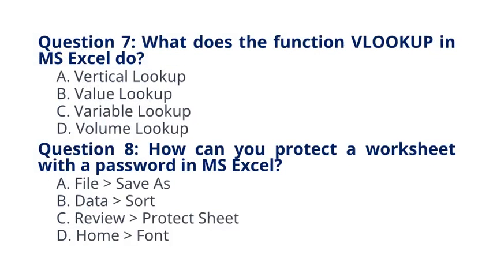Question 7. What does the function lookup in MS Excel do? A. Vertical lookup. B. Value lookup. C. Variable lookup. D. Volume lookup. The correct answer to question 7 is option A. Vertical lookup. Explanation: Lookup is used for vertical lookup in Excel.